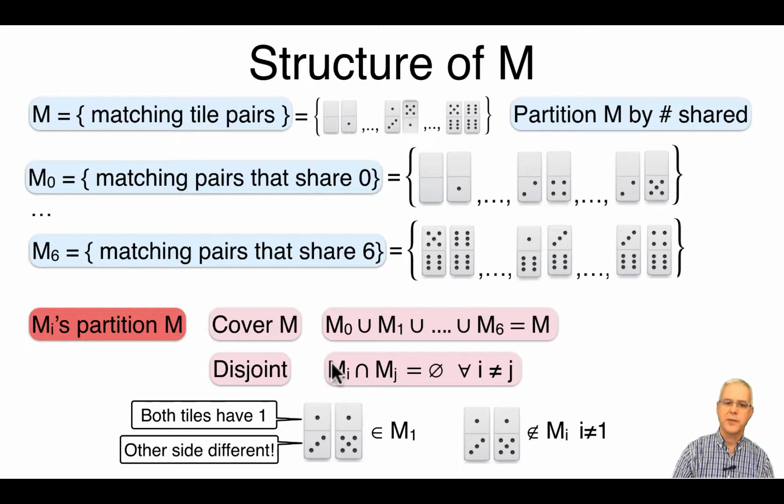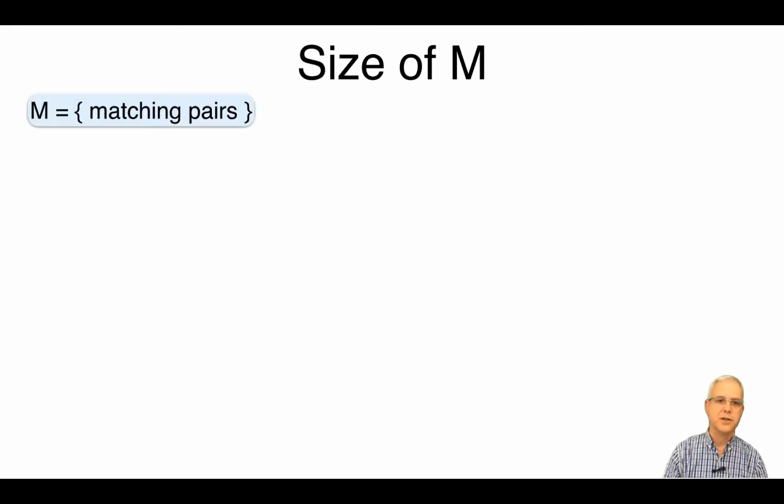And that shows us that the Mi are disjoint, right? Because if you take any element that belongs to M1, for example, it cannot belong to any other Mj. So what we have is that the Mi partition M, the union is M, and they're disjoint, and this will be very helpful in finding the size of M. That's what we're going to do next, calculate the size of M.